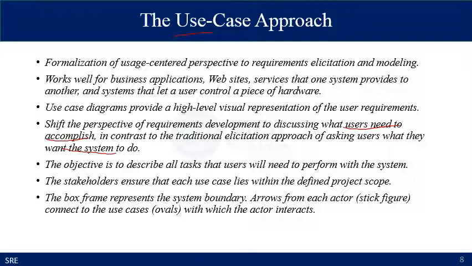You are more focused on the achievement of the task by the users. So the objective is to describe all the tasks that a user will need to perform with the system. The stakeholders ensure that each use case lies within the defined project scope. If you want to model requirements in a use case diagram, you can use different elements. For example, the box frame represents the system boundary. There are arrows from each actor, which is represented by a stick figure, and they connect to the use cases, which are represented as ovals.